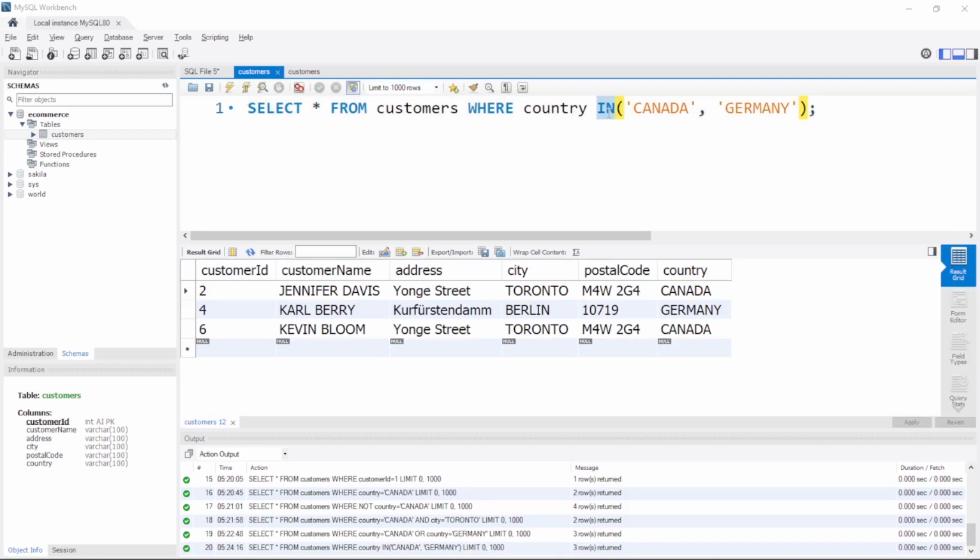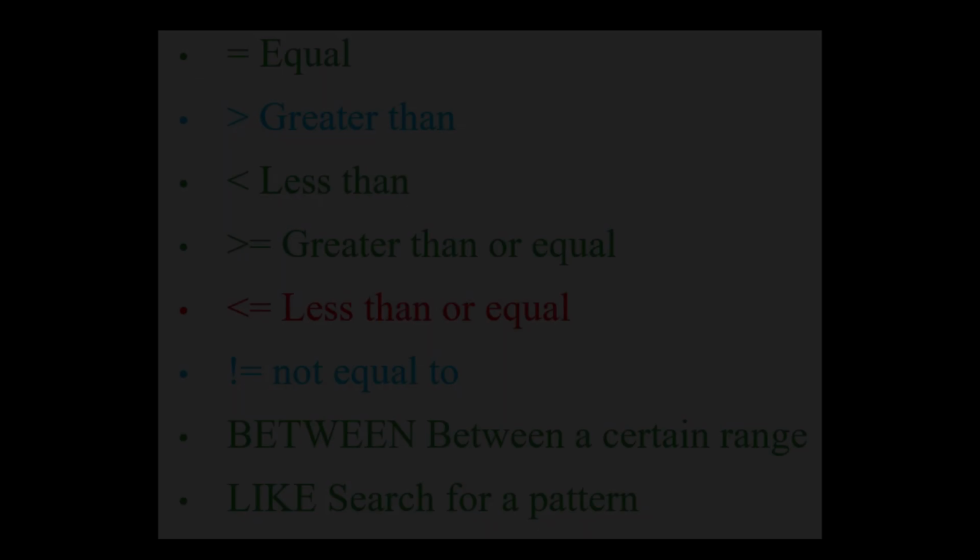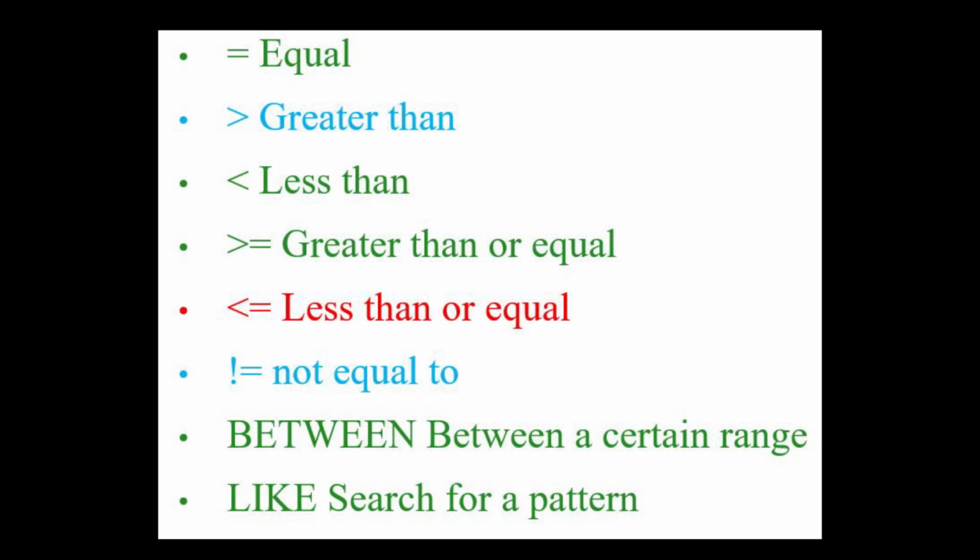Now let's talk about some more operators that can be used in the WHERE clause. We have already discussed equal, and we have greater than, less than, greater than or equal, less than or equal, not equal, BETWEEN, and LIKE. So we'll go through all of them one after another.